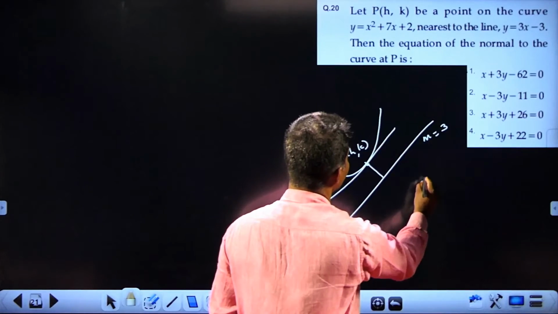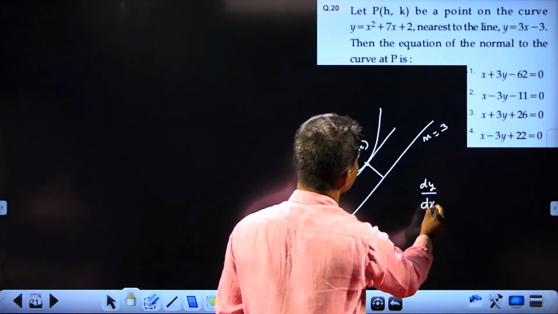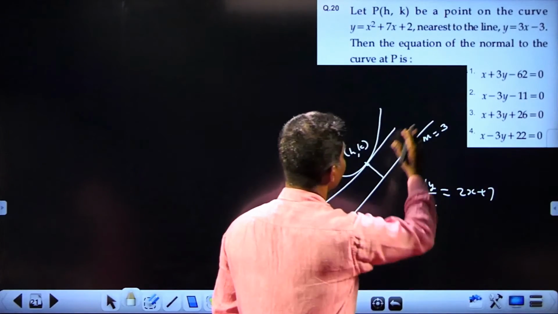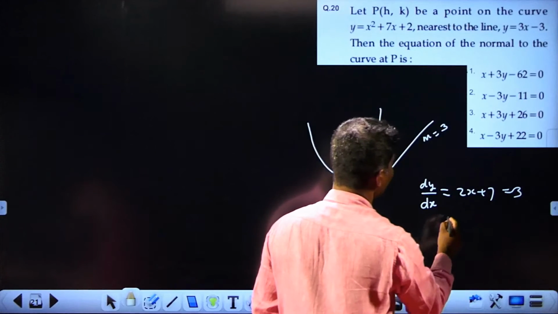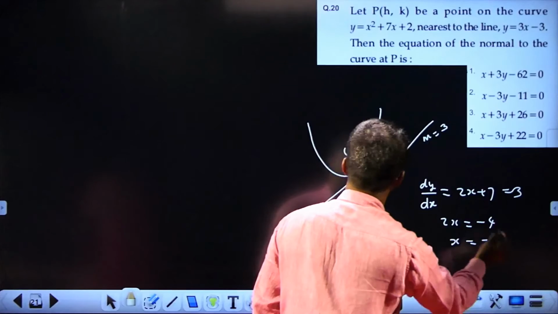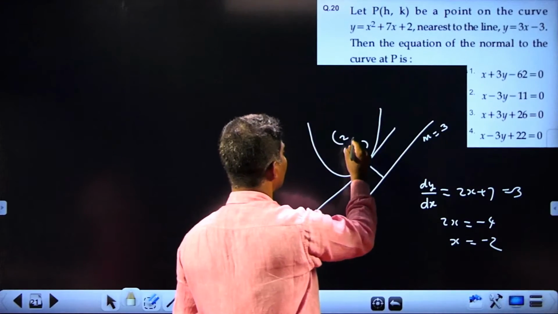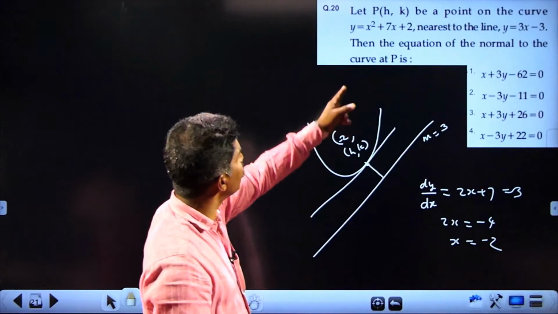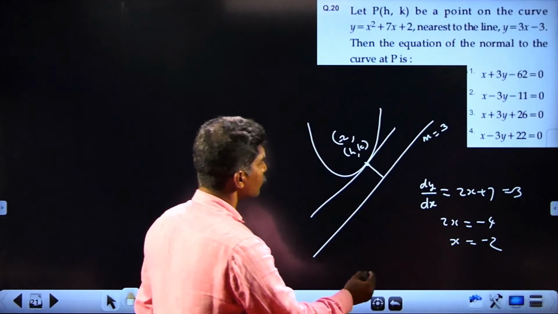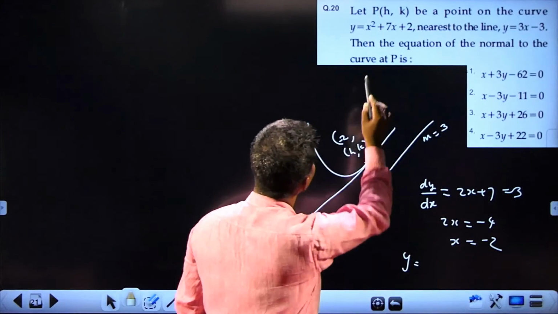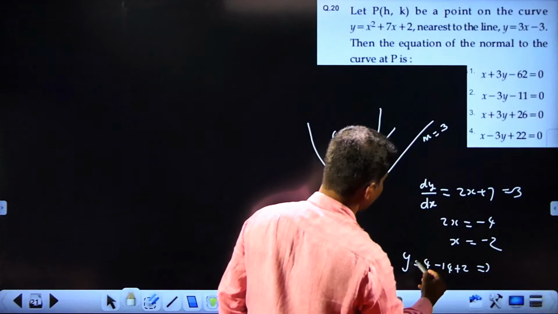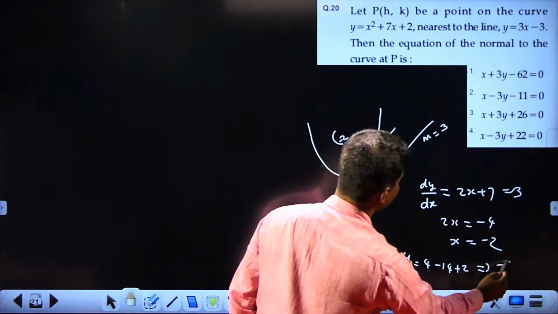So we can say dy by dx. What is dy by dx there? dy by dx is equal to 2x plus 7, and that is equal to 3. Therefore, 2x is equal to negative 4, x is equal to negative 2. So here this point is negative 2. How to calculate the next point? You will substitute that point there. y is equal to negative 2 squared, 4, minus 14 plus 2. That implies y is equal to negative 8.